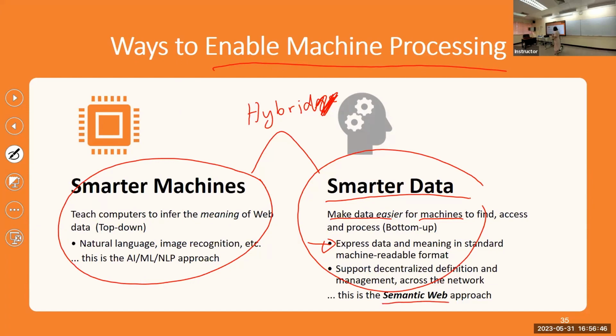And this is what the semantic web approach means: making the web a meaningful web by incorporating data semantics into itself. But as I said, this is one way, smarter machines. This smarter data is another approach. Two different approaches. It's also possible to have a hybrid approach as well, combining both.